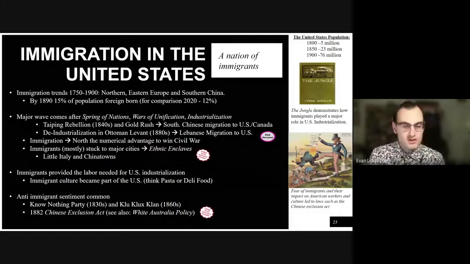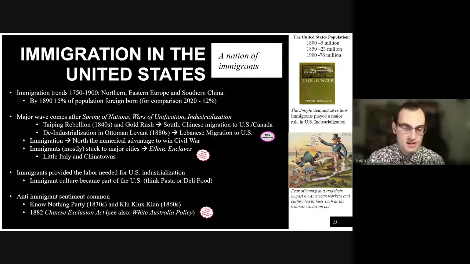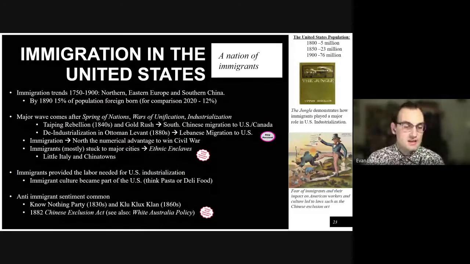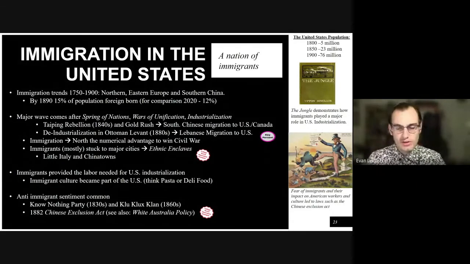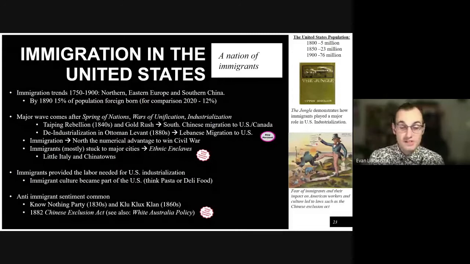So ethnic enclaves were in part because there's a certain networking benefit that can help immigrants adjust to a new situation, but also simply because of the unwelcome attitude of many individuals. American anti-immigrant sentiment is common. In the 1830s, there was even a political party that was explicitly anti-immigrant called the Know Nothing Party. And the Ku Klux Klan, although we normally associate them with preventing former slaves from practicing their political rights after Reconstruction, they were also notoriously anti-immigrant.